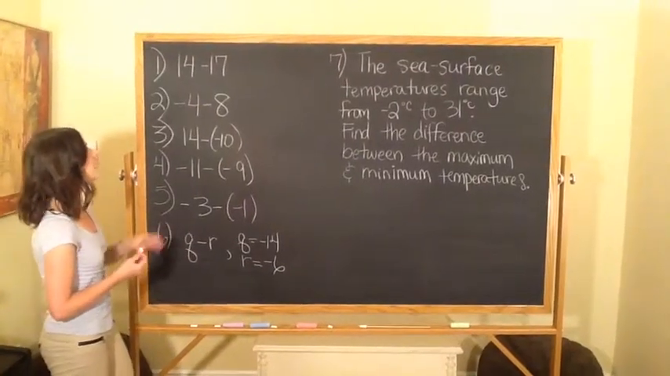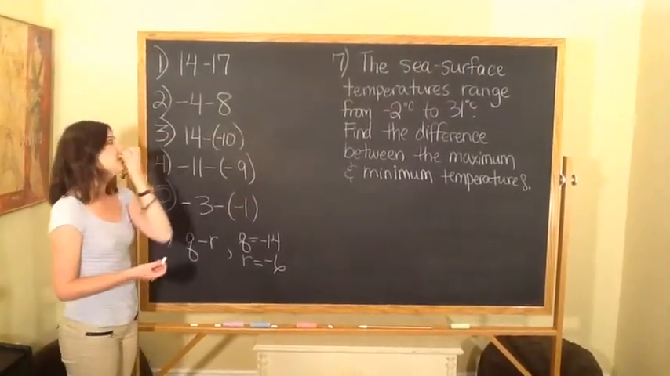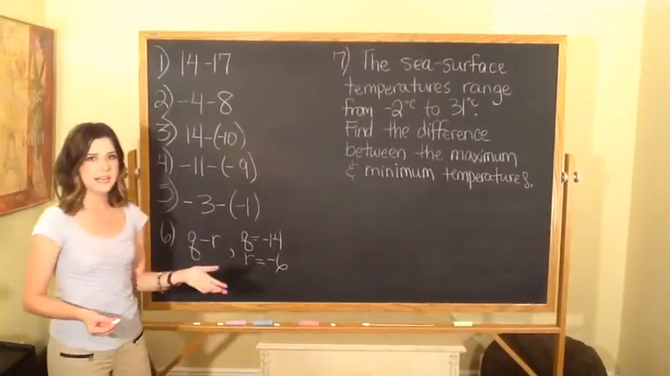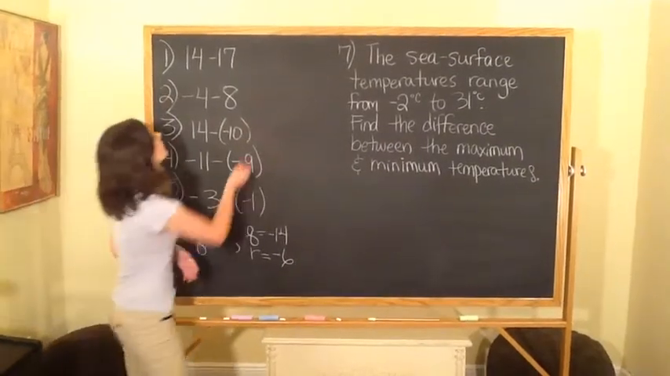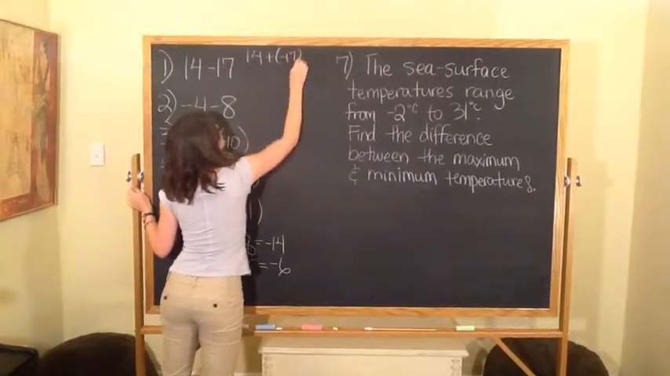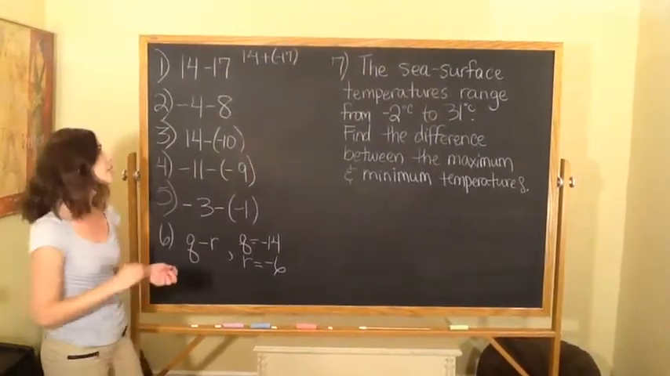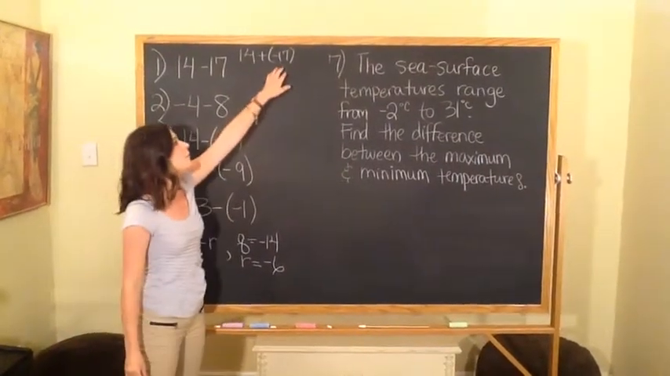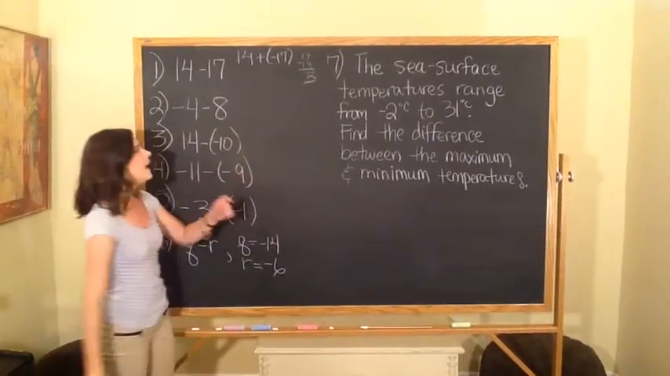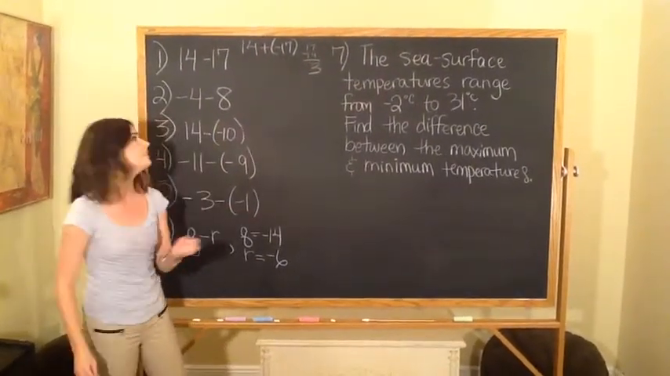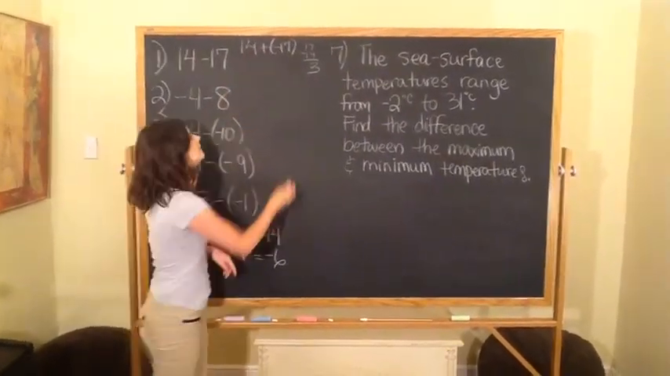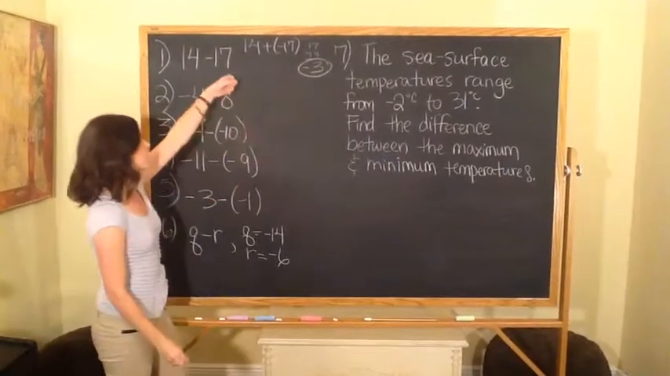Our first example says 14 minus 17. If you remember the rules we just said, subtracting a number is the same thing as adding a negative. So if this helps you, you can change it to 14 plus -17, and then use our rules from the last lesson. You subtract them, 17 minus 14, and you get 3. Then we take the sign of the biggest number. The absolute value of 17 is bigger than the absolute value of 14, so we take a negative. So our answer is -3 for number 1.